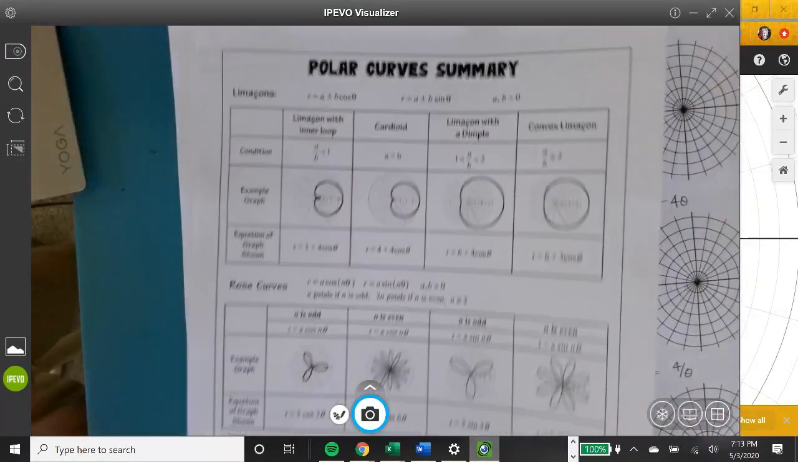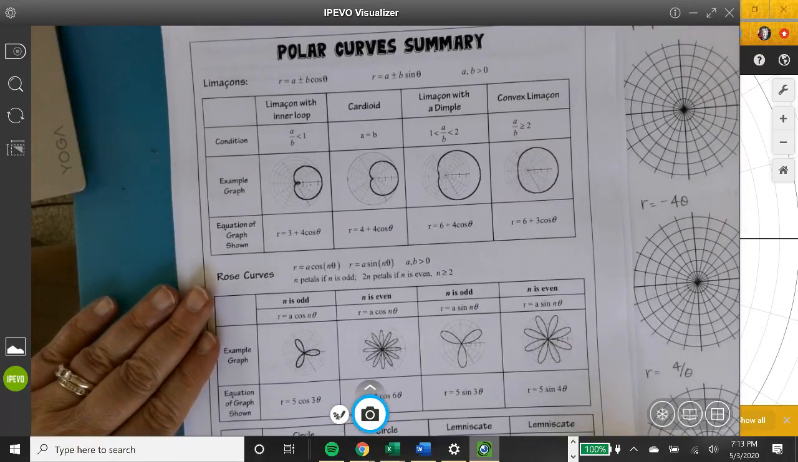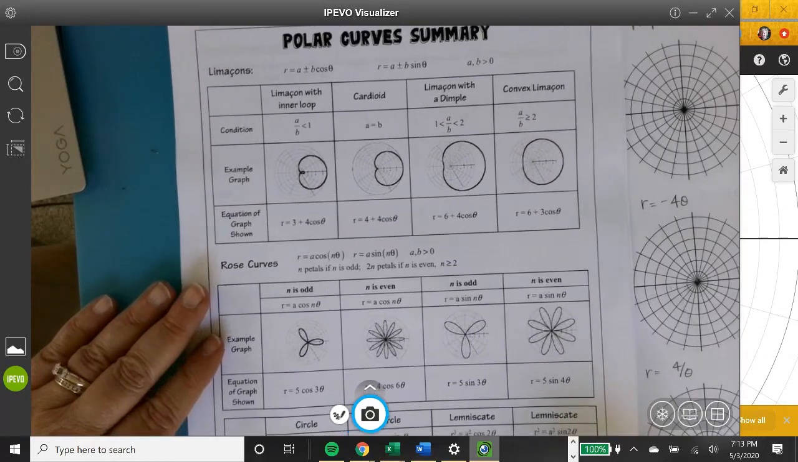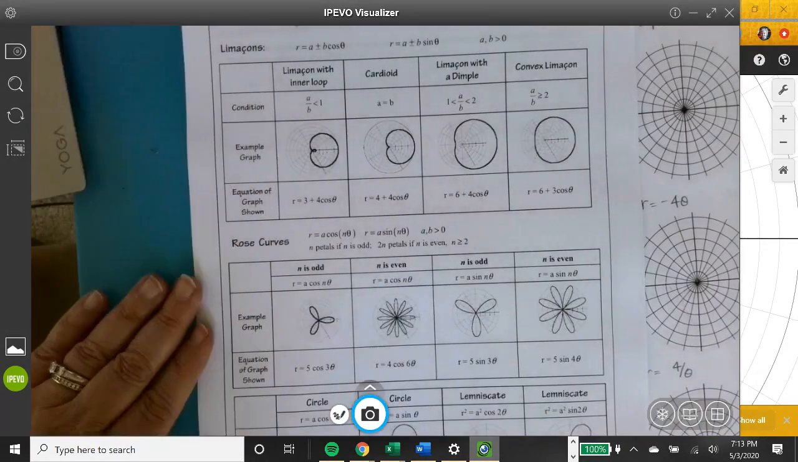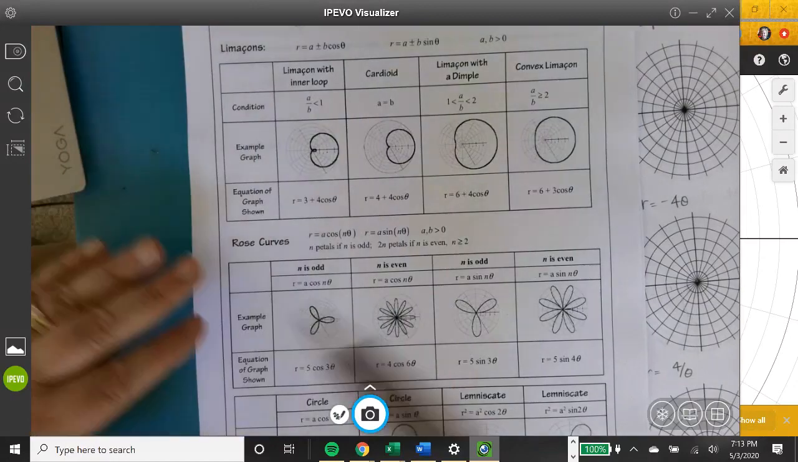I wanted to let you know that I have posted this polar curve summary on Moodle for you to look at and to have as a resource. We did this last time.